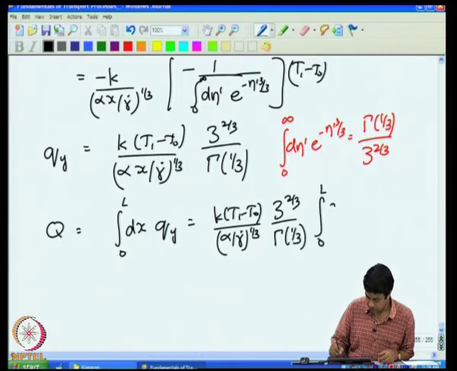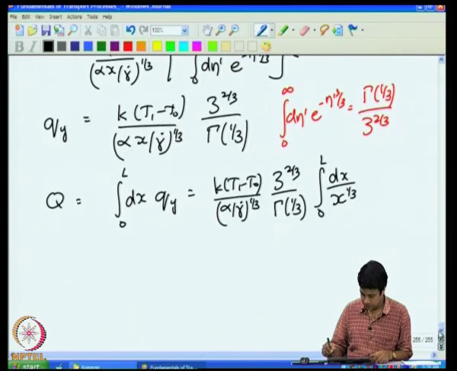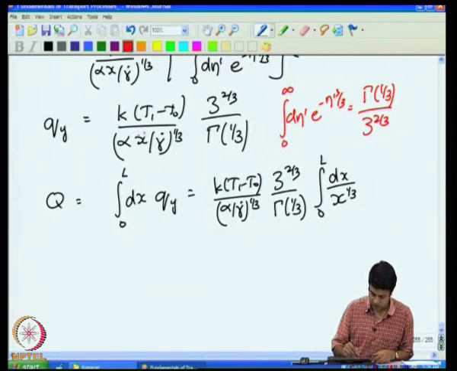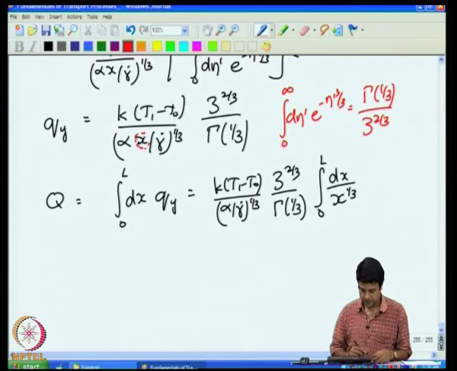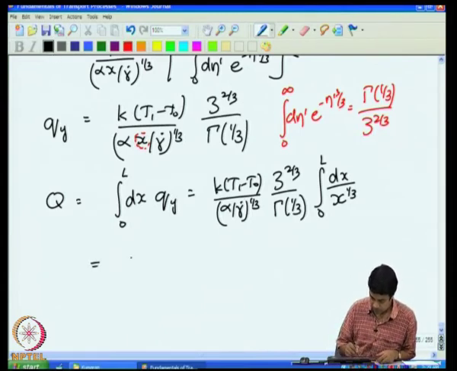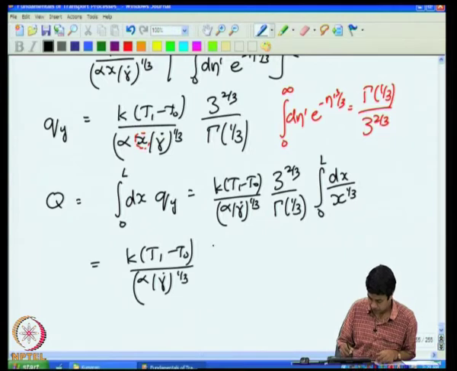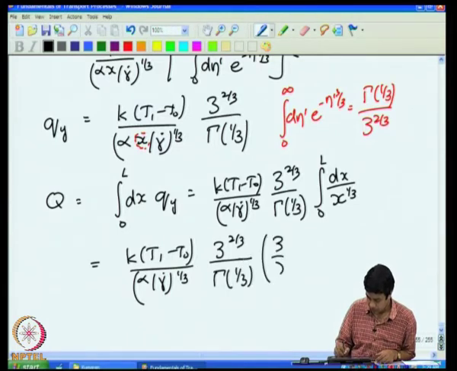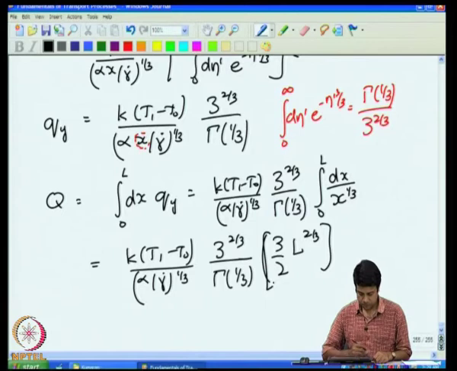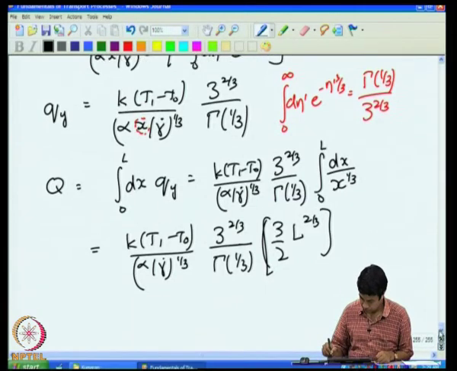Integral 0 to L dx by x power 1/3. Okay. Because I have this dependence on x in the equation for the heat flux. Okay. So, this is equal to k into T1 minus T0 by alpha by gamma dot power 1/3 into 3 by 2 by 3 by gamma 4 by 3, into 3 by 2 times L power 2 by 3. Okay.